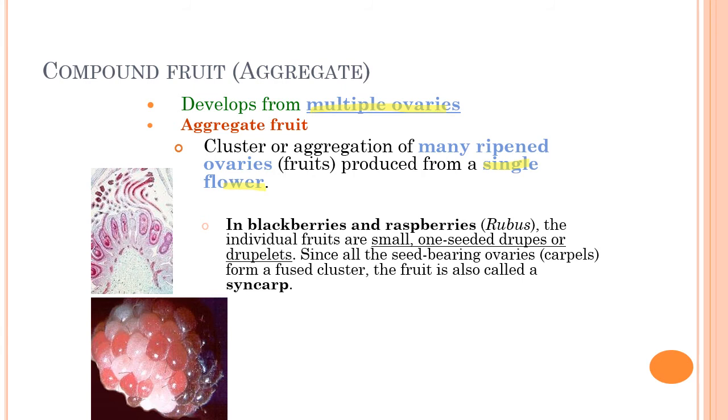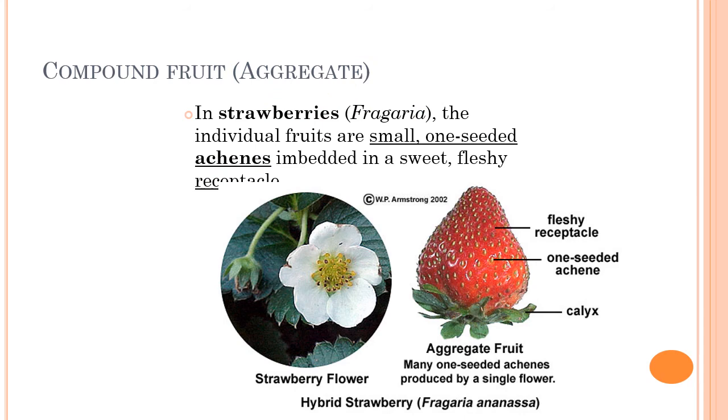Okay. So small one-seeded drupes and drupelets are all called aggregates. Remember, aggregate is a compound fruit coming from one flower. What happens if you have more than one flower and more than one ovary? It's called multiple, but this one is called aggregate, like strawberry. And these dots are actually called achenes. Technically, these are the actual ovaries and the fruits. You can see here the petals, and the sepals here. Sepals together are the calyx, and these are all single flowers. But the ovaries are many, and that's why we call this aggregate.